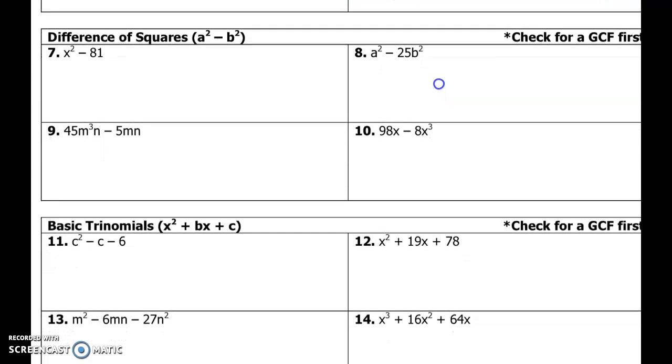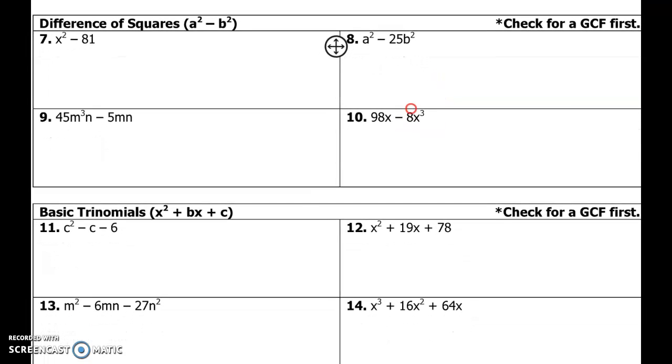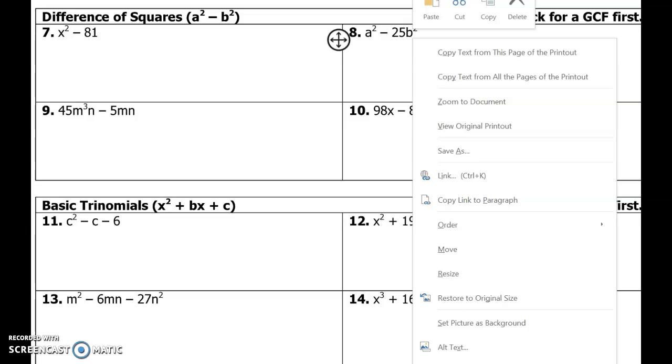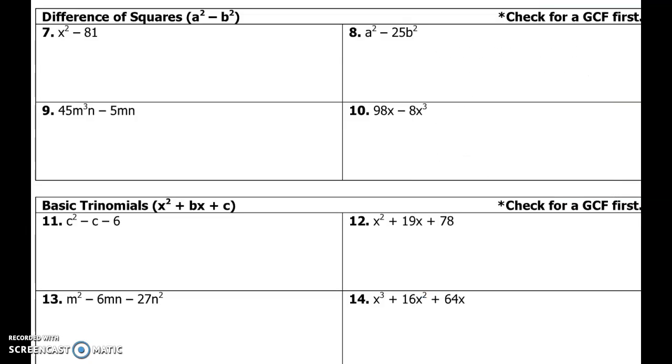So the next thing we're going to do is difference of squares. And the first thing you always want to do is take out a greatest common factor if you can. So I'm going to start with question number 10. And I know that 2 goes into both of these, and an x goes into this. So I'm going to take out a 2x. So 98 divided by 2 is 49, and 8 divided by 2 is 4, and this is what I get.